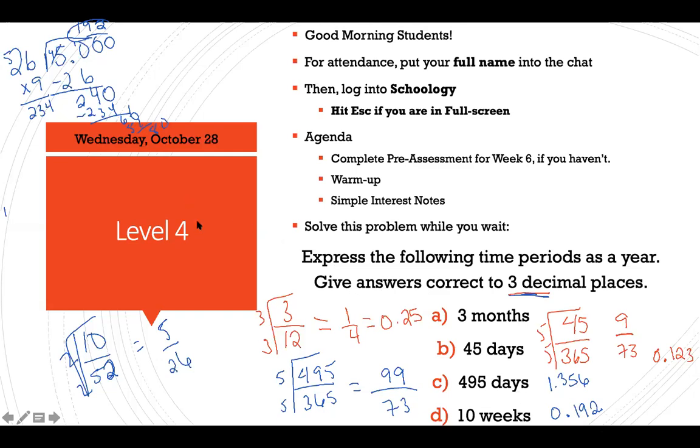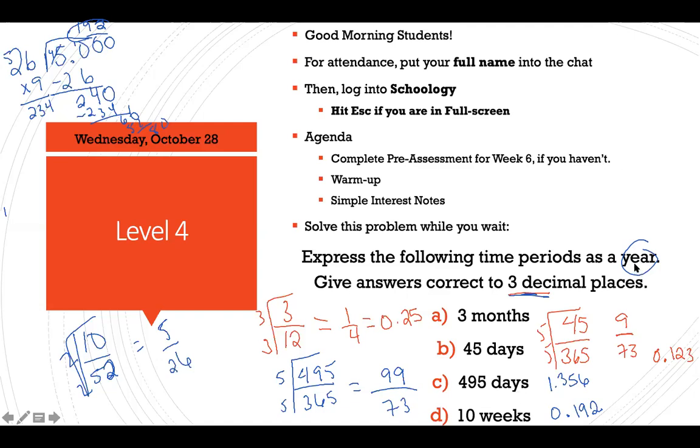Okay, hopefully you all won't have to do this very often. Hopefully we can use very simple numbers when we are calculating the next thing that we're going to calculate, which is simple interest. But whenever we use a simple interest formula, we always have to use years, right? But we don't always work with a year as a time period. So if you are given 3 months, 45 days, 495 days, 10 weeks, you still have to write it as a part of a year.